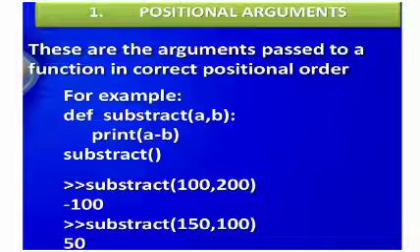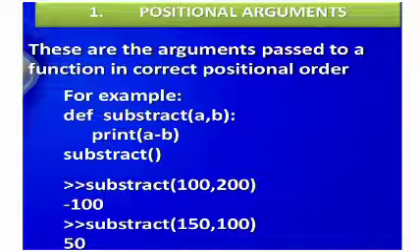First, positional arguments. These are the arguments passed to the function in the correct positional order. It means arguments are passed sequentially: the first argument contains the first value, the second argument contains the second value. Here is an example: def subtract(a, b) and print a minus b. It means the function contains two formal arguments, a and b.